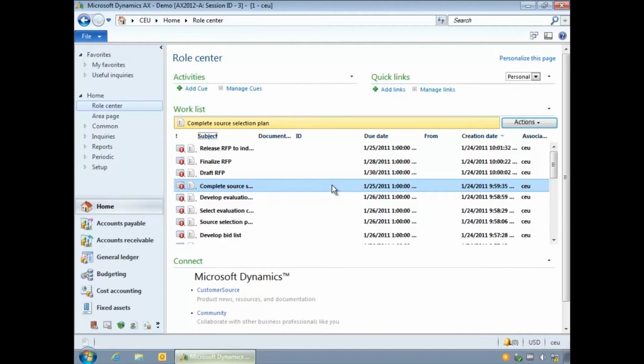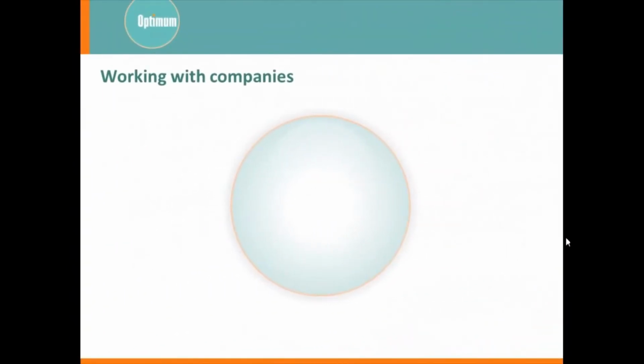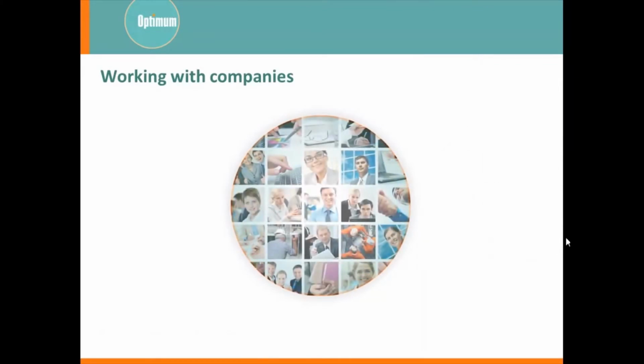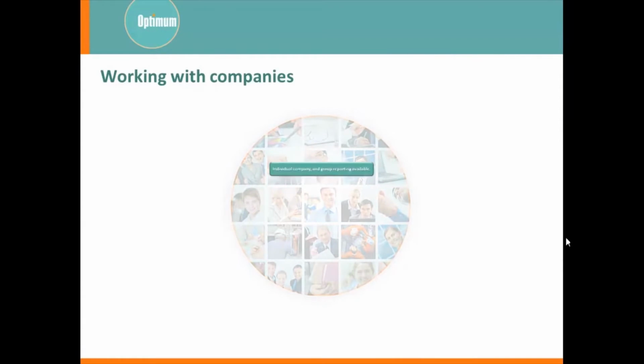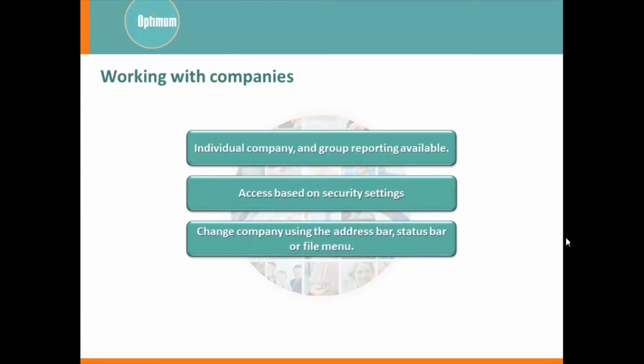Before we explore the navigation pane, let's examine companies in AX. If you have each company or legal entity in your organization connected in AX, then you can produce accounts and reports for either an individual company or for all companies at a global level.